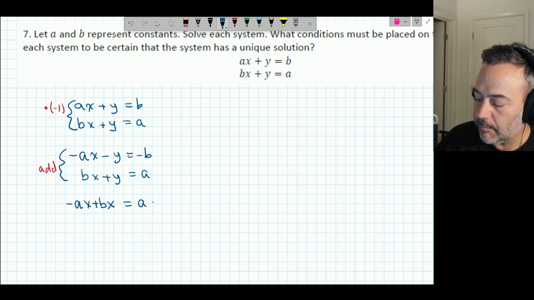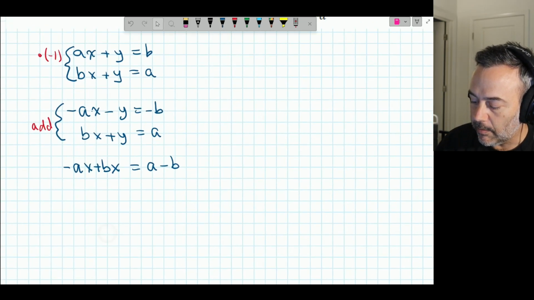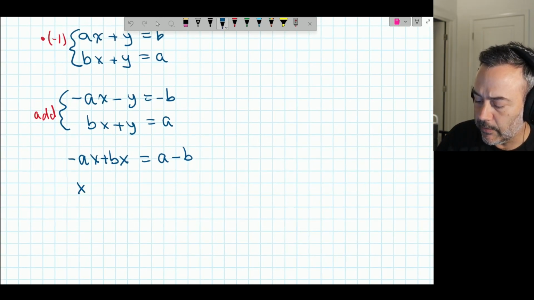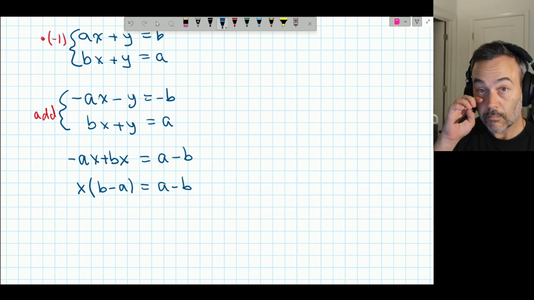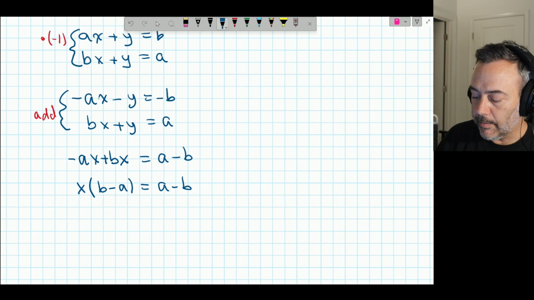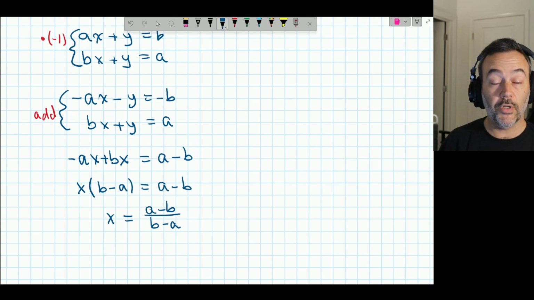So I'll get a plus -b, or a minus b. Now, on the left-hand side, I can factor out an x, and I'm left with b plus -a, or b minus a. And I can divide both sides by b minus a. Okay, so we've solved for x.